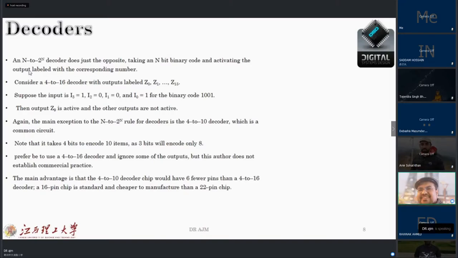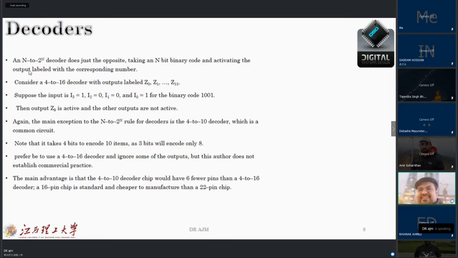Suppose we have inputs like I3 is 1, I2 is 0, I1 is 0, and I0 is 1. That is the binary code 1001, then the output Z9 is active and the other outputs are not active for us. Again, the main exception to the 2 to the power of n rule for decoders is the 4 to 10 decoder, which is a common circuit. Note that it takes 4 bits to encode 10 digits, as 3 bits will encode only 8. Then we might prefer to use a 4 to 16 decoder and ignore some of the outputs.